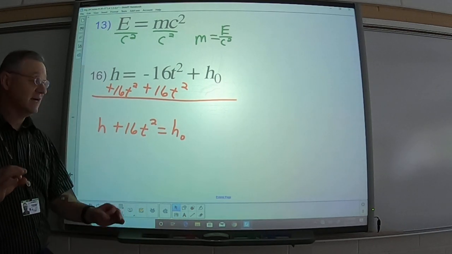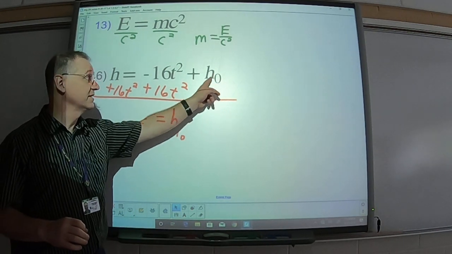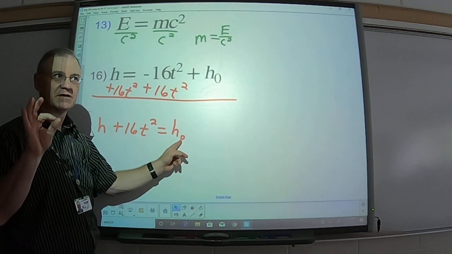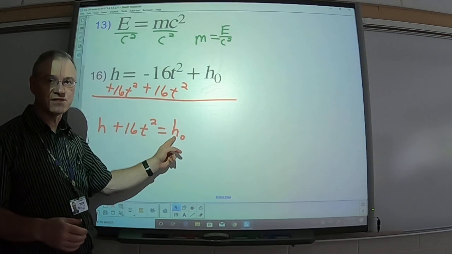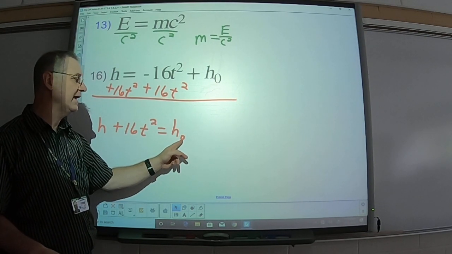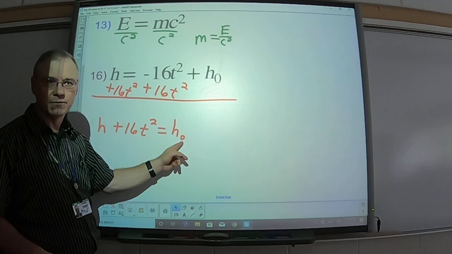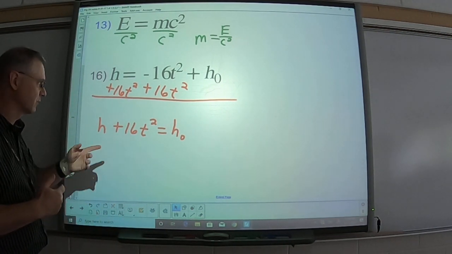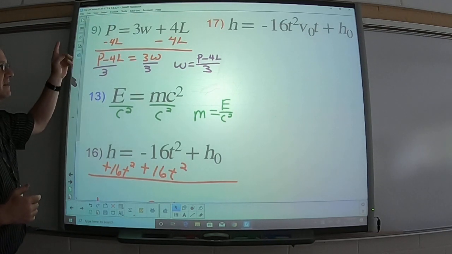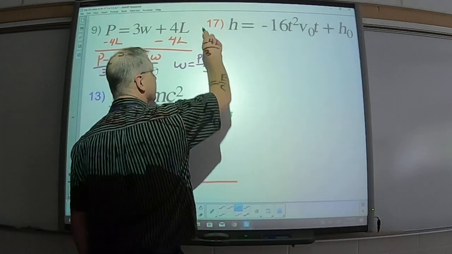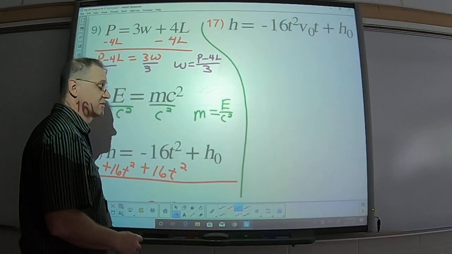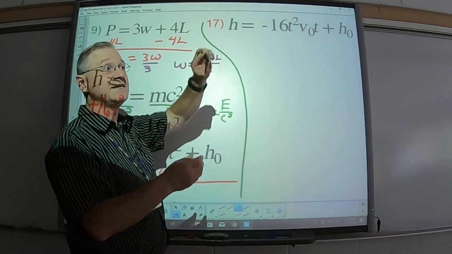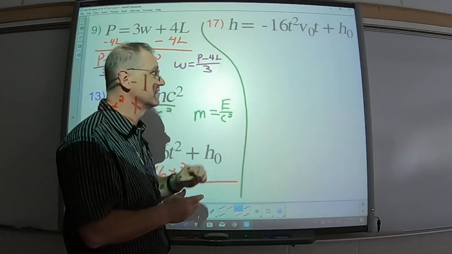By the way, anytime you see sub 0 like this, that's not times 0. That means a particular height, in this case. H stands for height. So height at time 0, so the starting height of something. That's what H sub 0 means. Now let's go back up here and take a look at this next one. This was the one where we tossed something up and asked what its height is at a particular time in seconds.